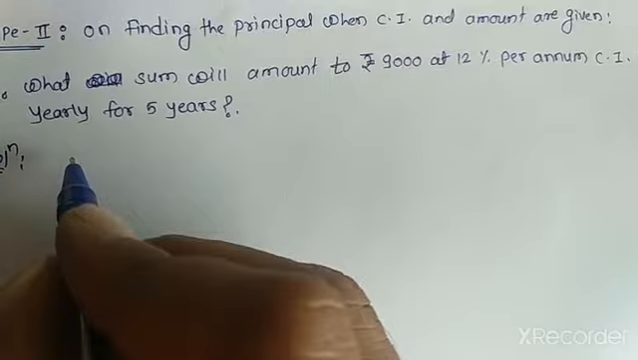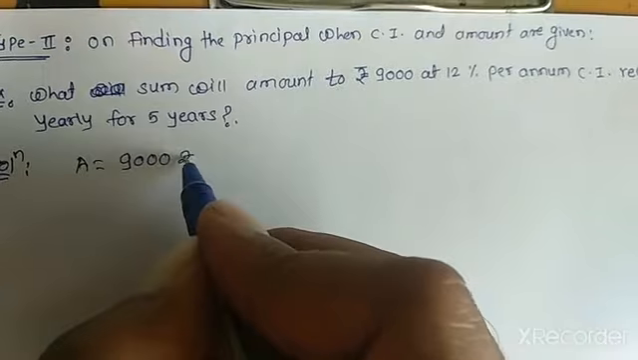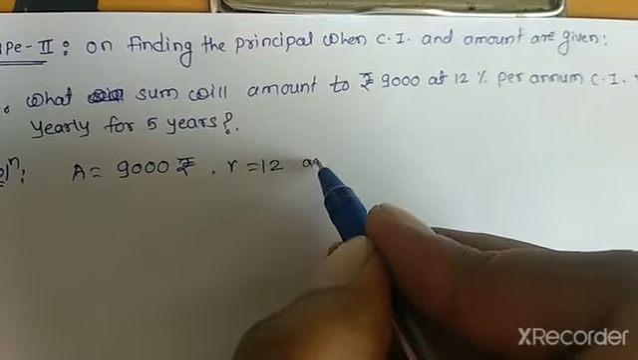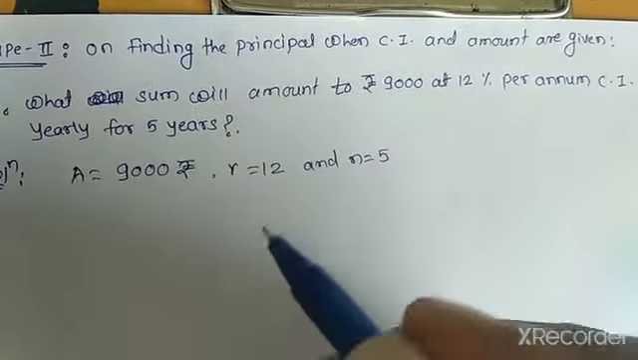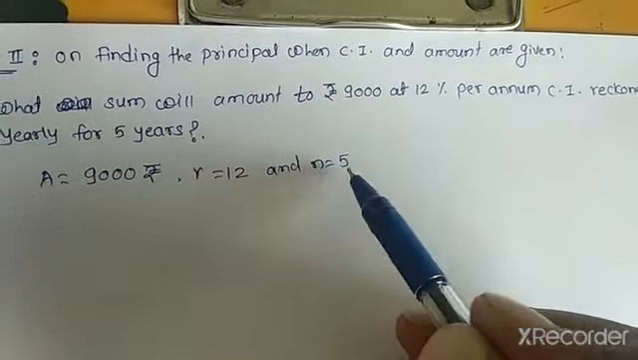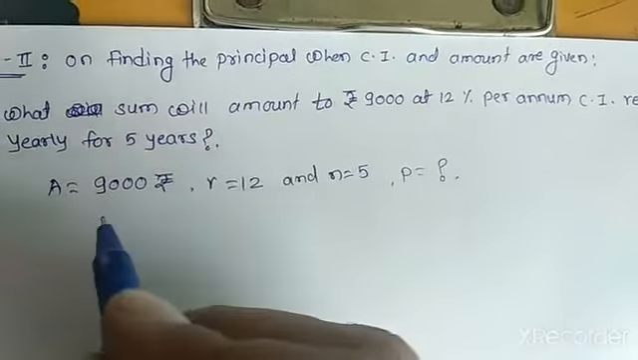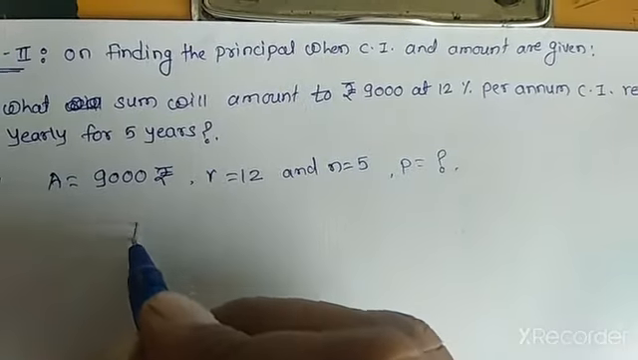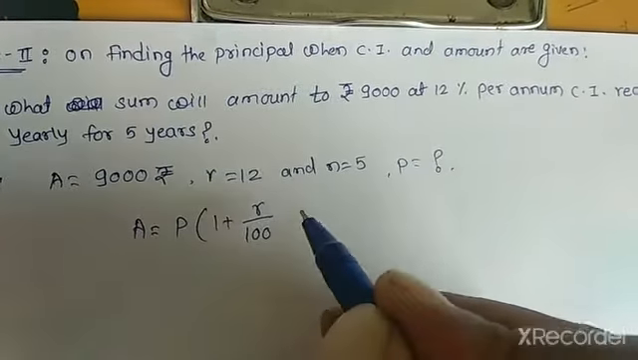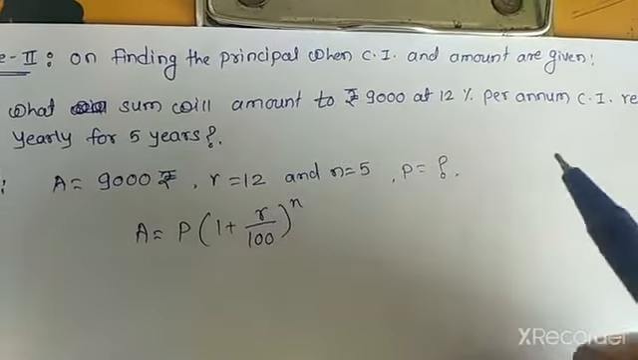So in this we are given that the amount A is equal to 9,000 rupees, the rate of interest R is equal to 12, and N is equal to 5. It is compound interest reckoned yearly, and we have to find P is equal to question mark. Now here we use the formula A is equal to P into bracket 1 plus R upon 100 raised to N, because here it is yearly, so K will be equal to 1.